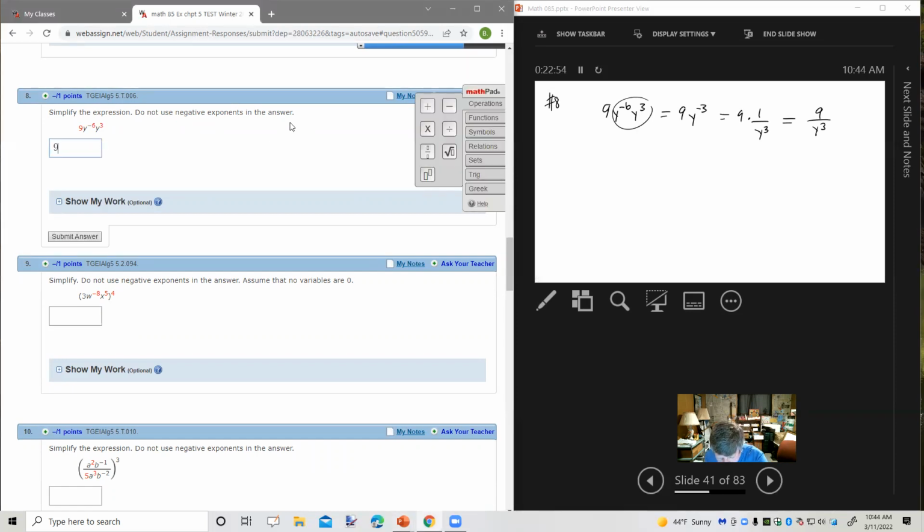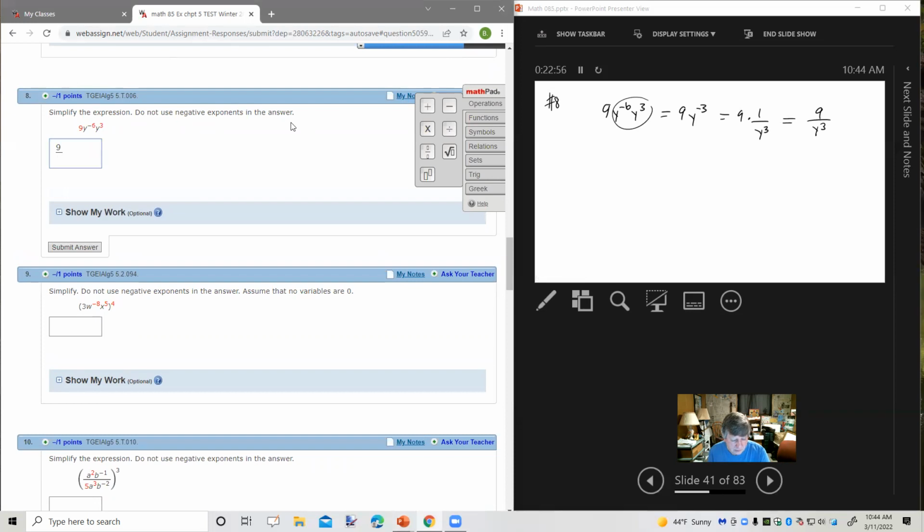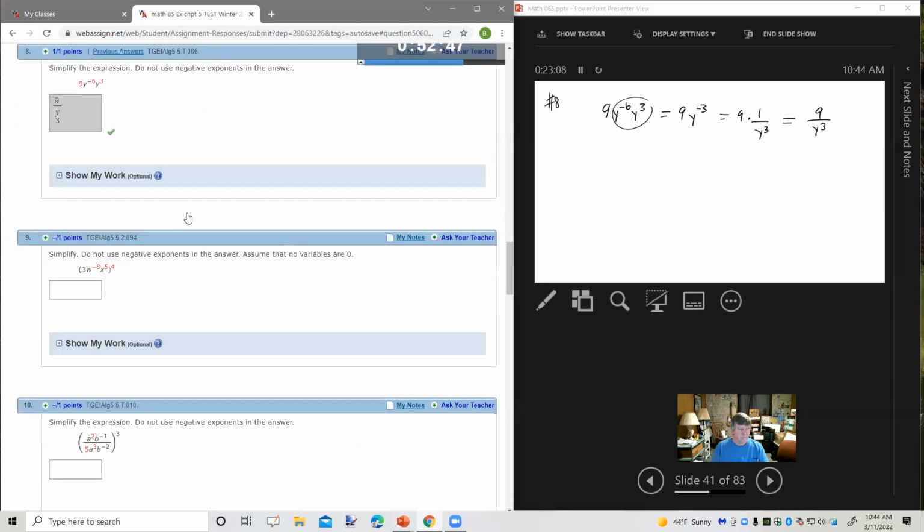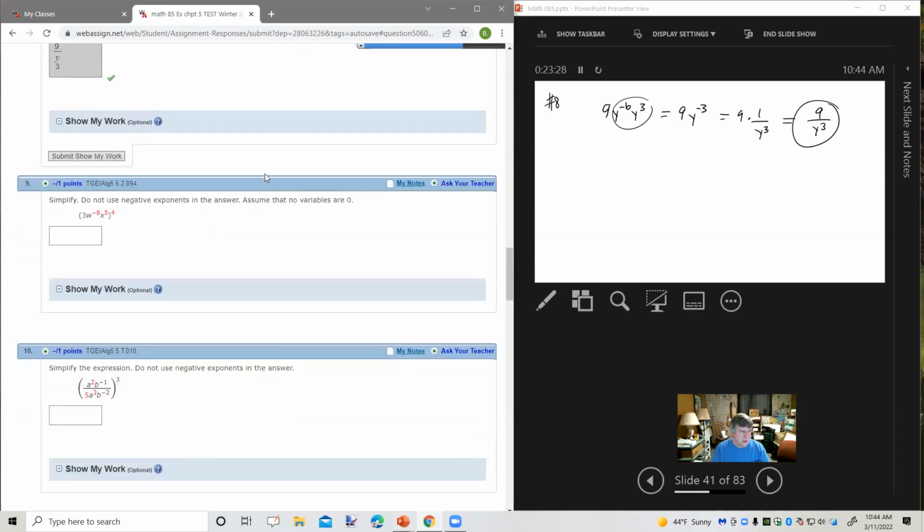So 9 divided by y cubed. Uh-oh, now that's weird, how it showed up there. It said it was right, but it doesn't look right. I'm not sure what happened there, but anyway, it should have looked like that. Strange things happen on Zoom.